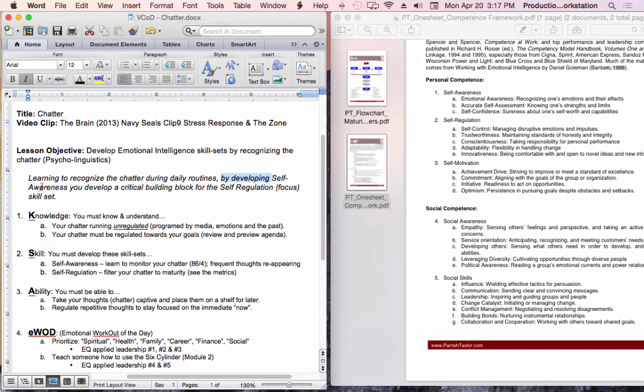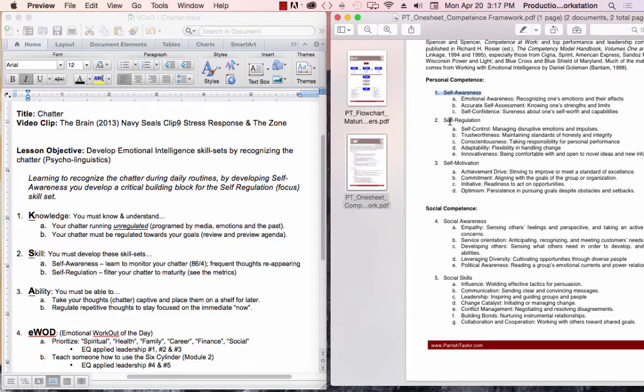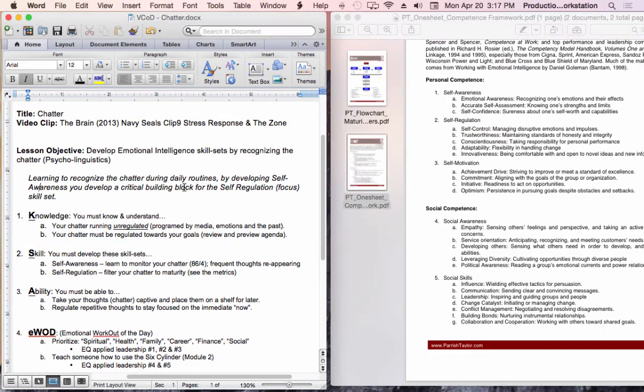By developing self-awareness, you can develop the critical building block for the regulation skill, which is focus. In other words, you've got to first develop self-awareness of the chatter before you can regulate it. It sounds elementary and simple, and it is, but the skill sets, this is what we're trying to apply here in the daily.